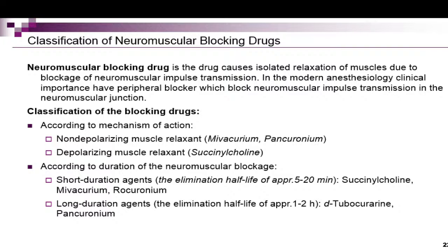Second component is neuromuscular blocking drugs for relaxation. Neuromuscular blocking drug is the drug that causes isolated relaxation of striated muscles due to blockage of neuromuscular impulse transmission. In modern anesthesiology, clinical importance have peripheral blockers, which block neuromuscular impulse transmission in the neuromuscular junctions.